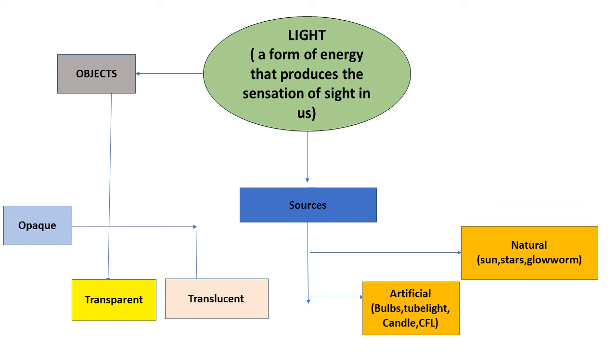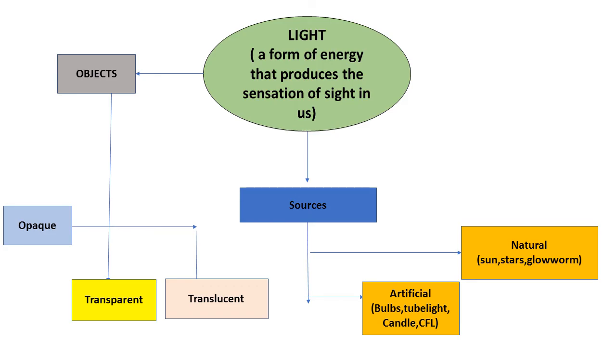Then we have opaque objects. An object that does not allow light to pass through it is called an opaque object. The examples are wood, metal, stone.